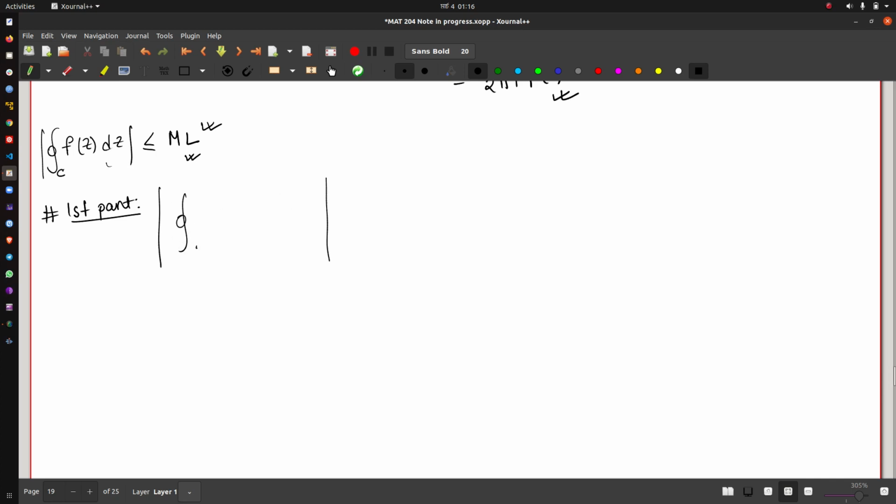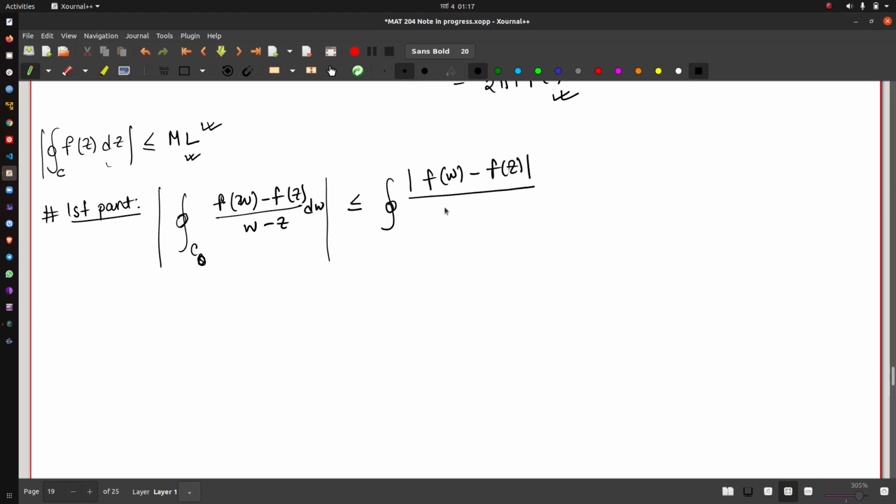So our first part, if we use this trick, it will become the modulus of the integral over this c of delta, sorry, not c of 0, of f of w minus f of z divided by w minus z, and there will be a dw, right? But this is less than or equal to this guy: the integral of modulus of f of w minus f of z divided by modulus of w minus z times modulus of dw.